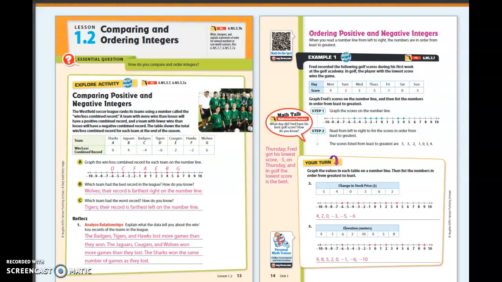This is the answer key for lesson 1.2, comparing and ordering integers, that we'll be working on today on September 15th. I wanted the students to be able to see the answer key to make sure that they are answering these questions correctly. So yesterday we were looking at just positive and negative numbers and being able to plot those on a number line and understanding opposites.